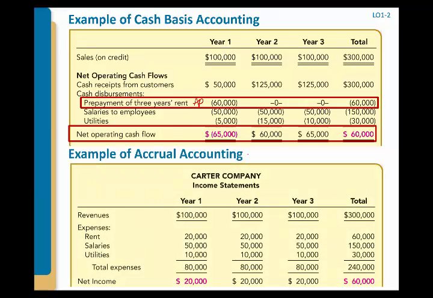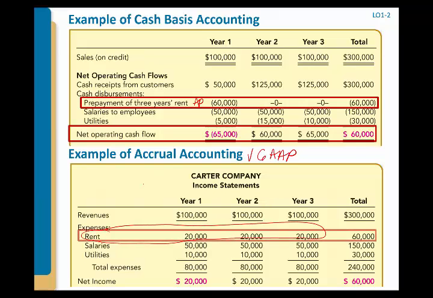Accrual accounting, which is GAAP, generally accepted accounting principles, we see then that that prepayment is actually dispersed over the 3 years, as you can see here. So you have $20,000 in each of the years, and it's highlighted for you to show that you are actually accruing the cash, and whether you've paid it or not is irrelevant.